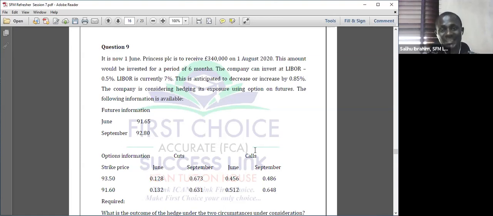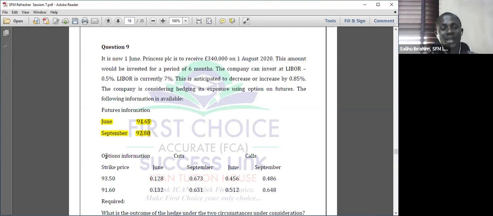This is anticipated to decrease by 0.85%. The company is considering hedging its exposure using options on futures. The following information is available. We have futures information: June 91.65, September 92.8. So according to this question, these are the two types of future contracts available. Are we together?